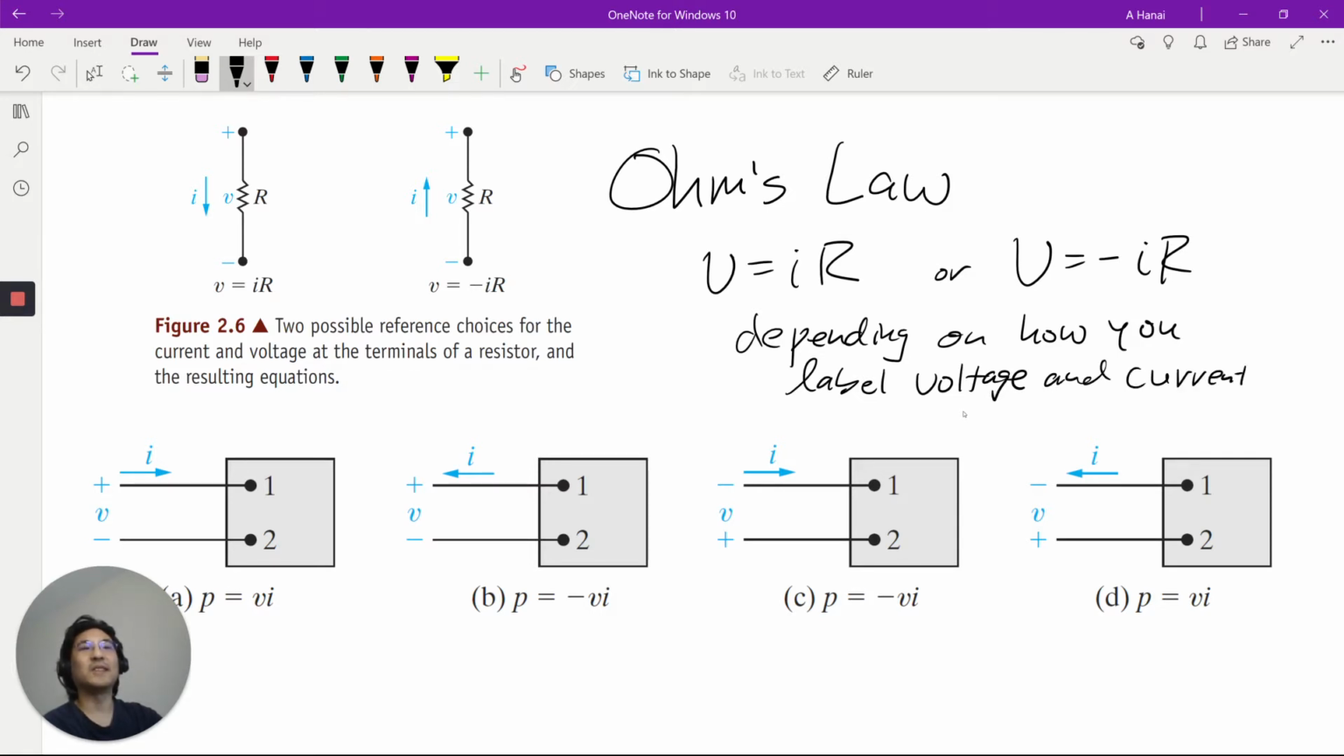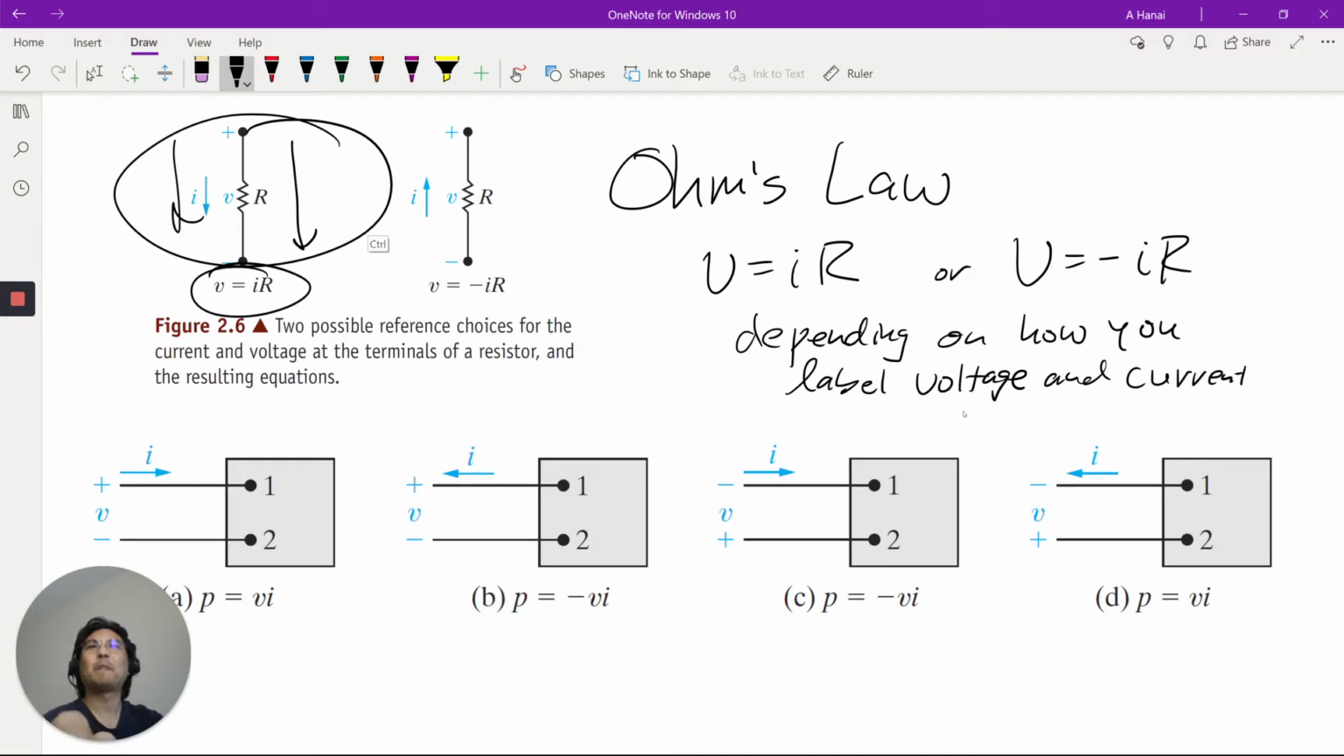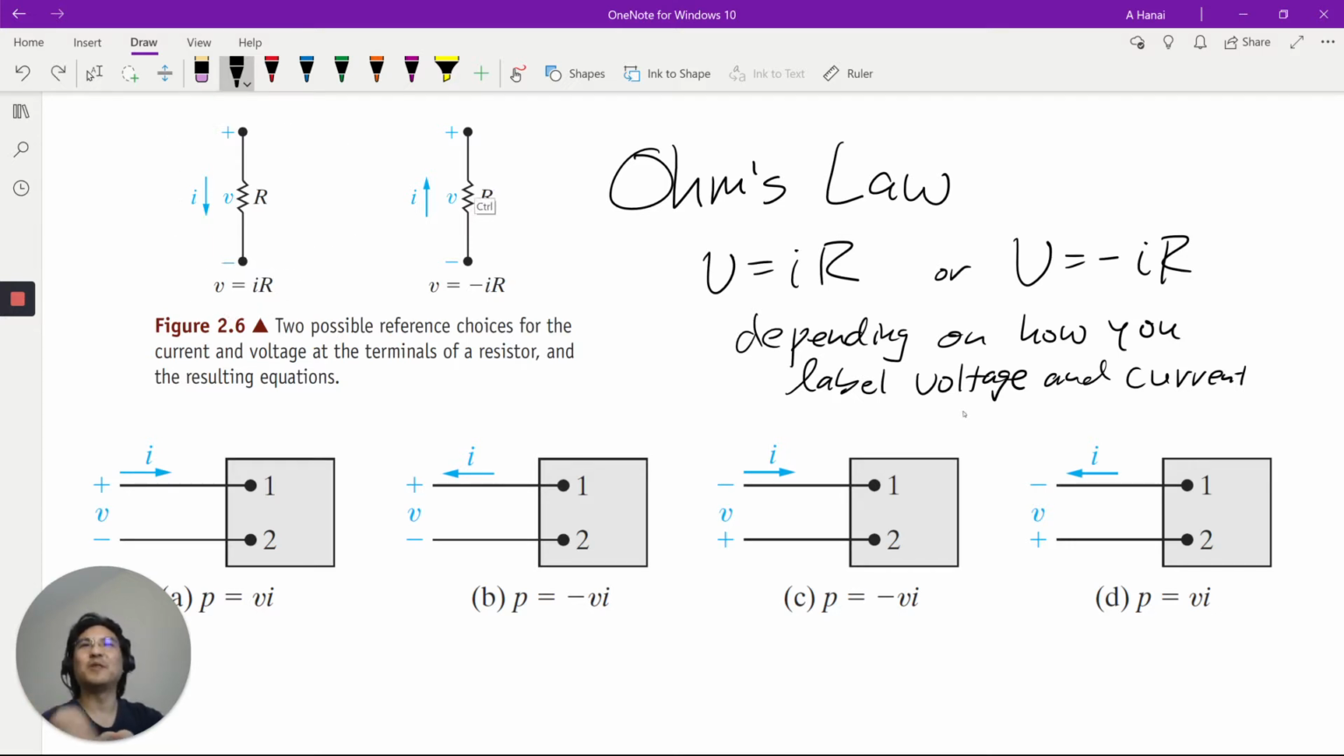So just like last time, right, if you label voltage positive this way and current is positive this way, then that's positive. But if you choose, say, voltage is positive drop this way, but the current is this way, see how that's backwards? So that's why there's this minus sign.